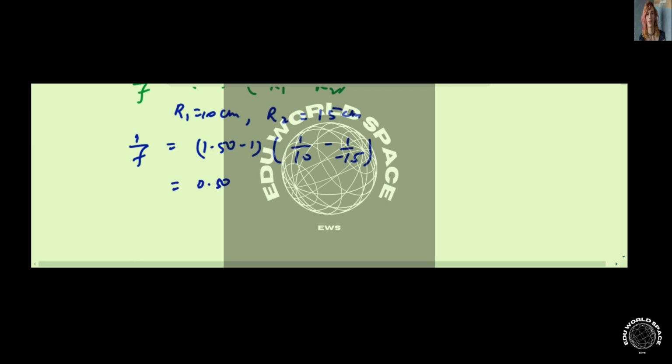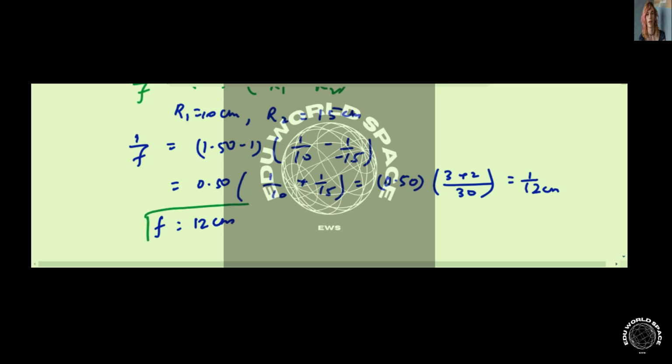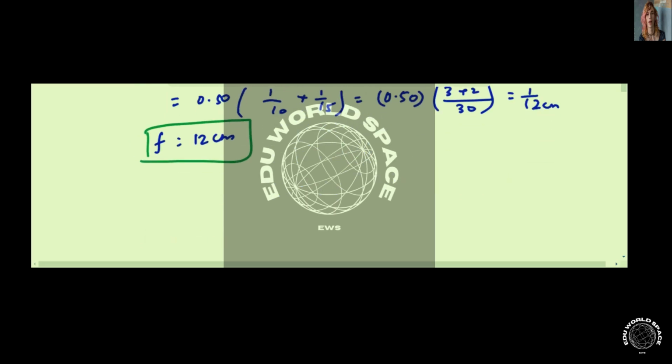So this is 0.50 times 1 by 10 plus 1 by 15. This will be 0.50 times, with 30 as the LCM, 3 plus 2 over 30, which is 5 by 30 or 1 by 6, so 1 by f is 1 by 12 per centimeter. So f will be 12 centimeters. Of course, it should be plus 12 centimeters.